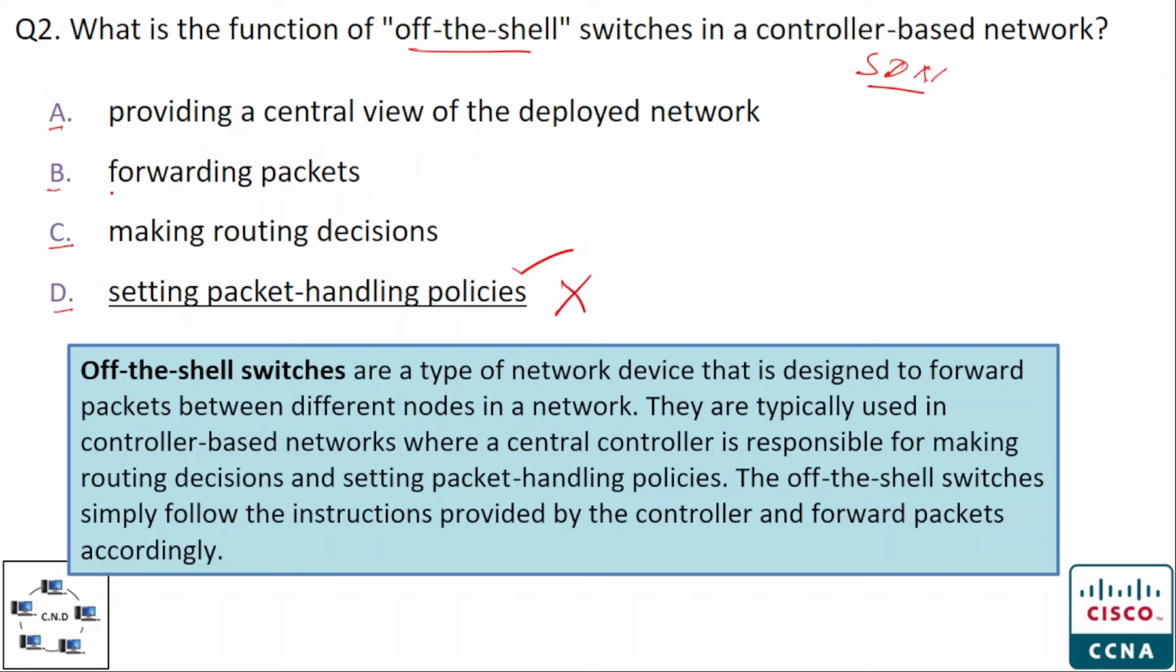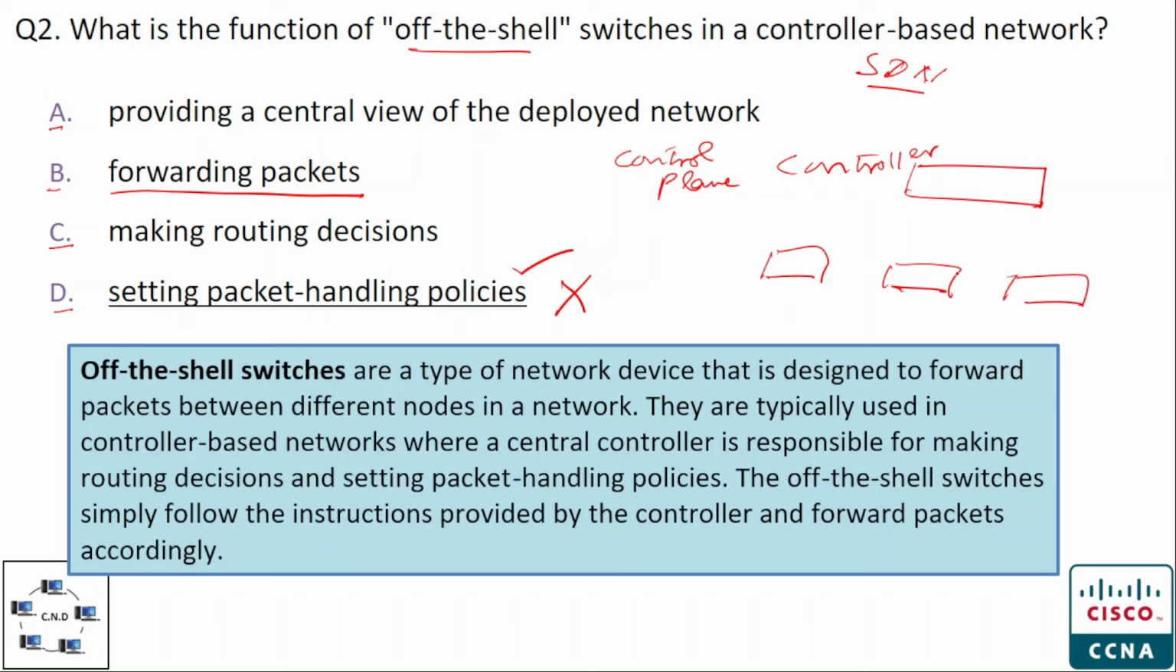Basically, the off-the-shelf switches are used to forward the packets. If we analyze the SDN network, in SDN we have a controller. Let me draw it. And then we have the control plane and the data plane, where we have the so-called off-the-shelf switches. So the routing decisions or policies are taken over here in the control plane by the controller, and then these are pushed to the data plane where we have these switches. And the function of these switches is to forward the packets from the source to the destination. So the correct answer here would be forwarding the packets.